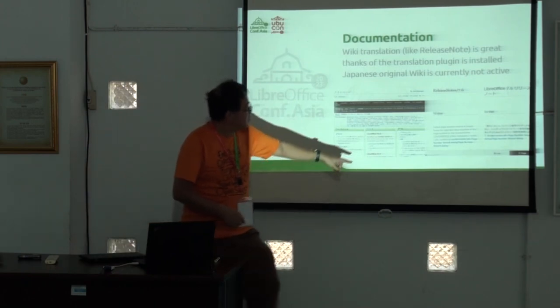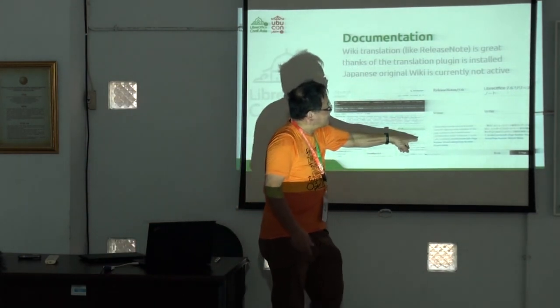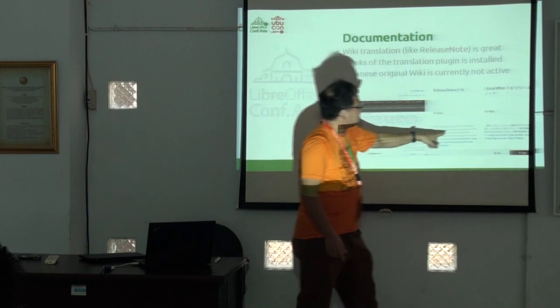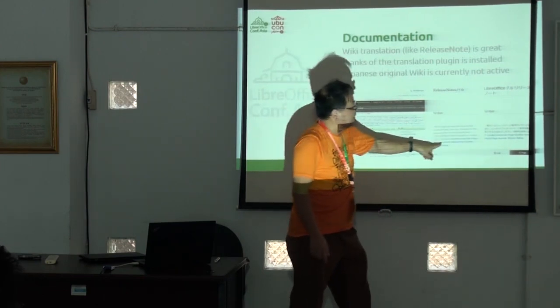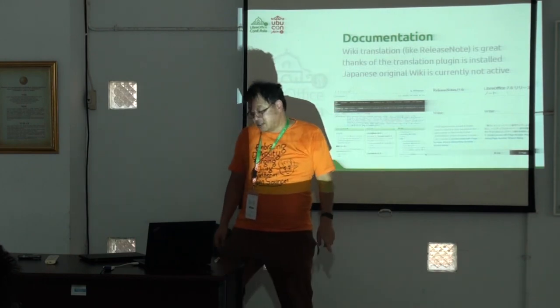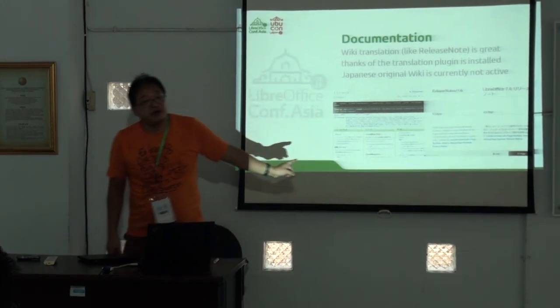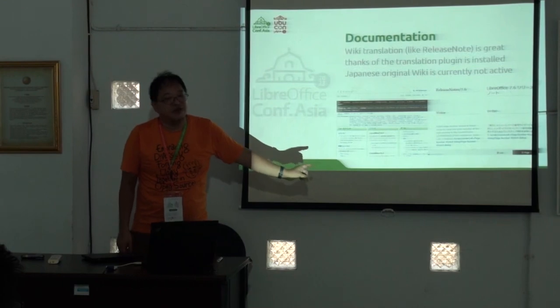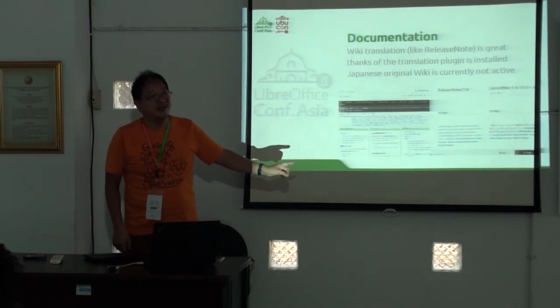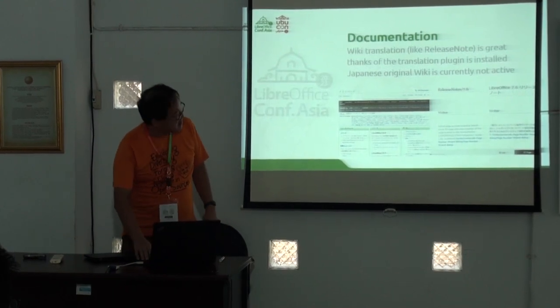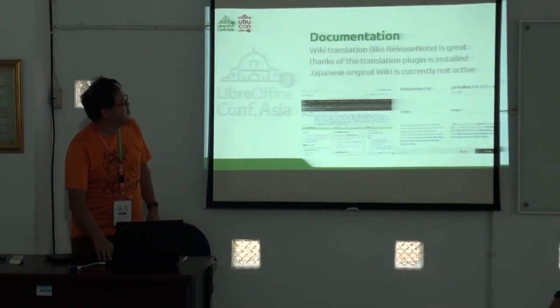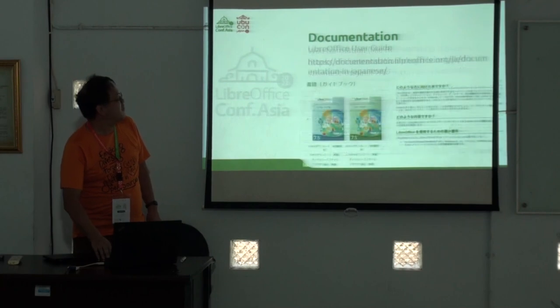For example, this is the English part and here is the Japanese part. We can edit them one by one. This is the power of the translation plugin. If you use MediaWiki, you must install this. And the Japanese original wiki is currently not in a good state, unfortunately.